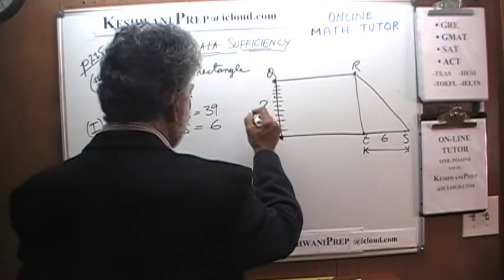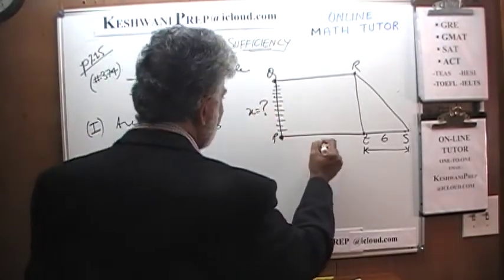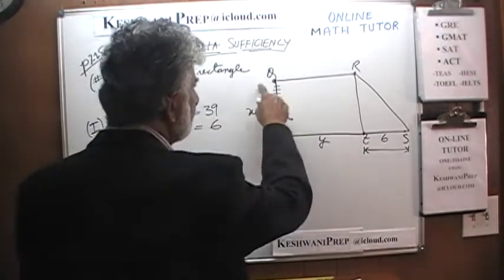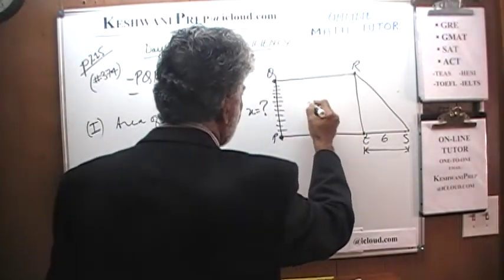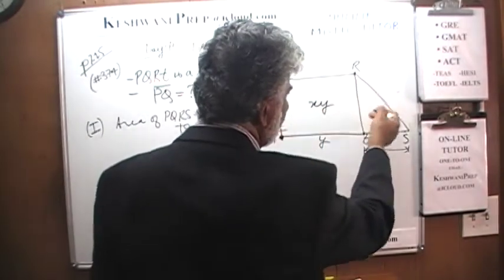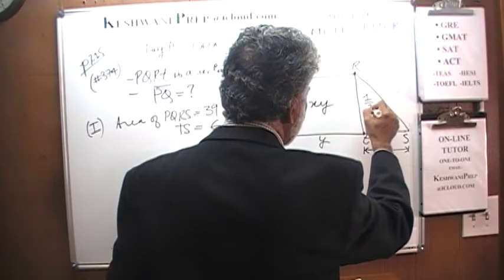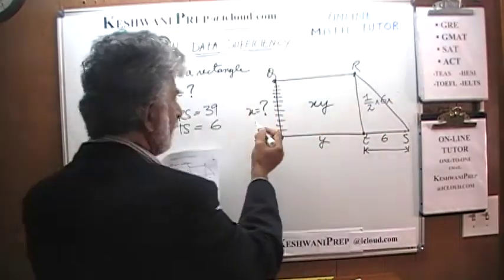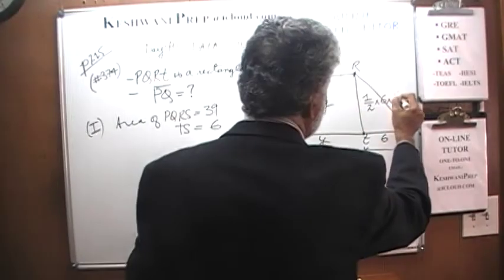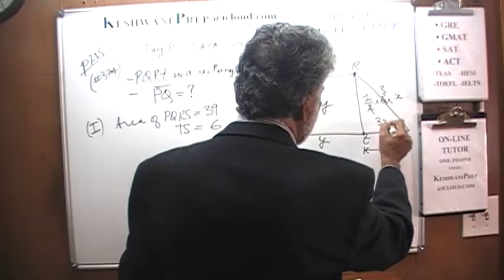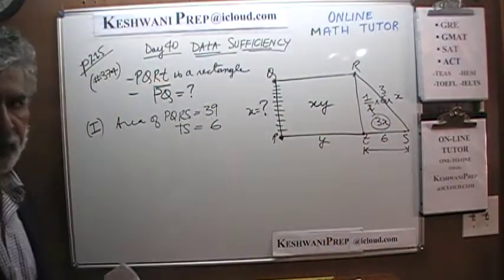Let's call this side, the one that we're looking for, X, and let's call this side Y. So we know that the area of PQRT, the rectangle, is simply X times Y. Now we know this side is 6, which means the area of this triangle is 1/2 base, which is 6, times height from here to here, which is same as this guy, X. It's going to cancel out and it's 3X. So the area of this triangle is simply 3X.